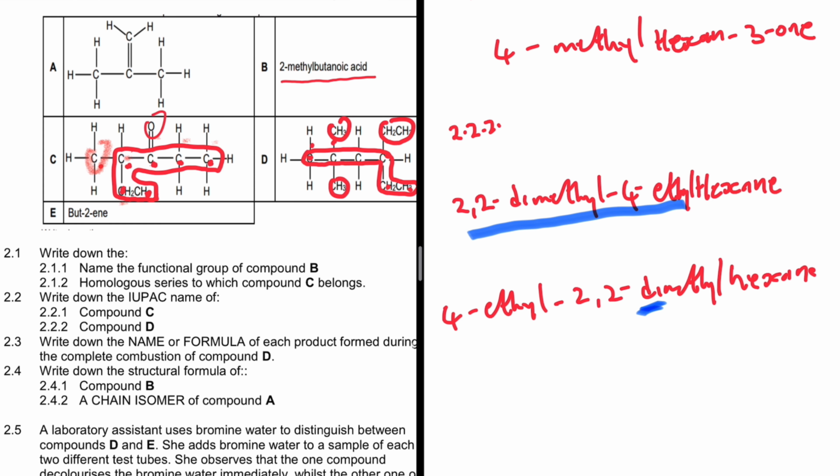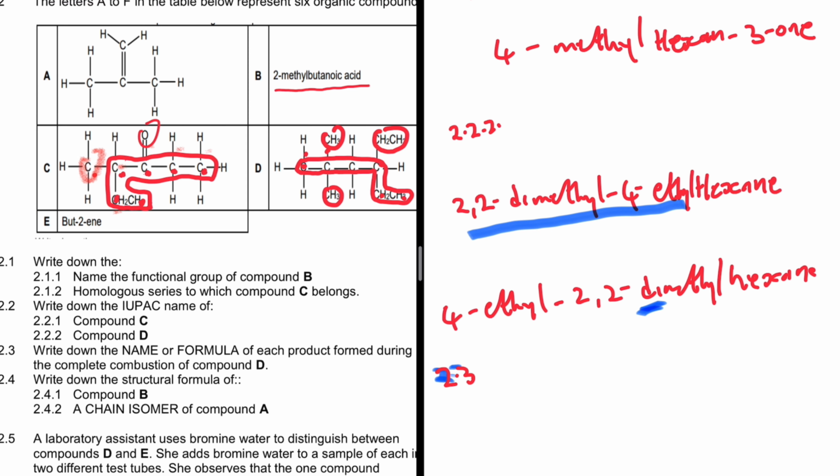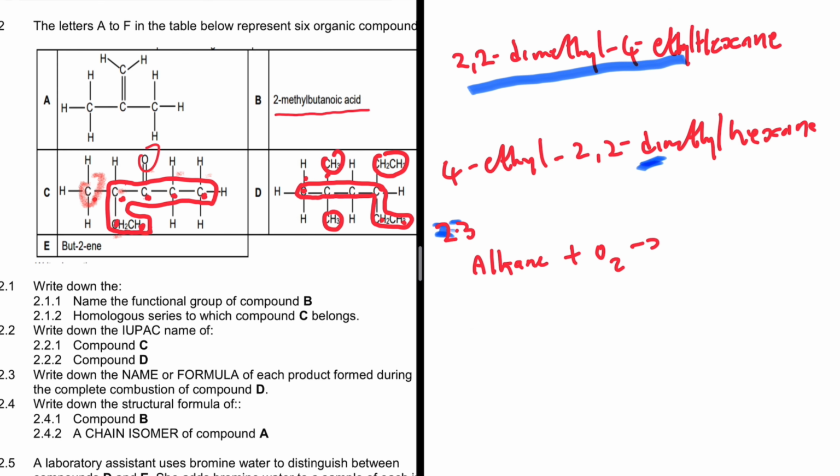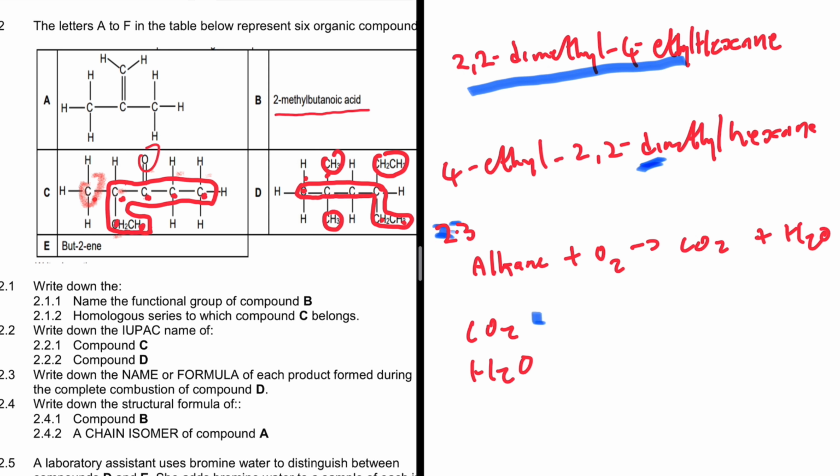2.3, write down the name or formula of each product formed during the complete combustion of compound D. So compound D is an alkane, and combustion, burning in excess oxygen, right? And the products is always CO2 plus H2O. So the correct answer to 2.3, you shall write CO2 and H2O. This is the correct answer. Obviously, you can write carbon dioxide and water because we were looking for the name or formula, but that's what we are essentially looking for.